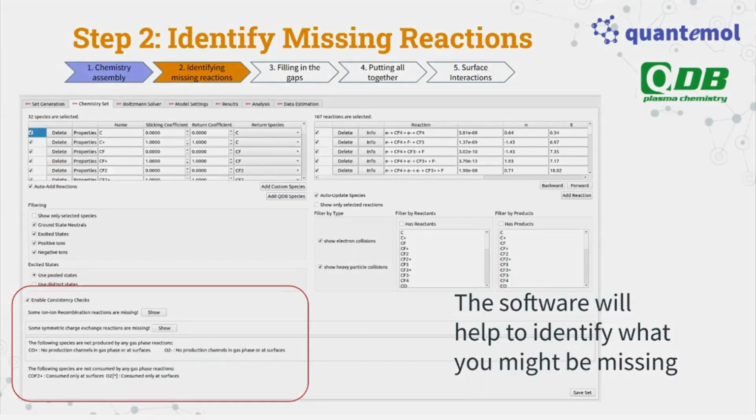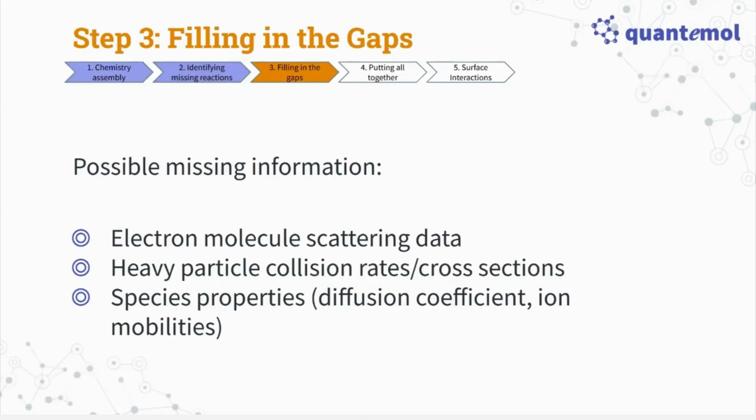After that, essentially, I would classify the types of missing information into three. First of all, very important, electron molecule scattering data. Electron collisions are driving plasmas, so it's very important to have accurate data in this domain. There's also, of course, a lack of data very often in heavy particle collisions and cross sections, as well as species properties, which is sometimes overlooked but nevertheless very important.